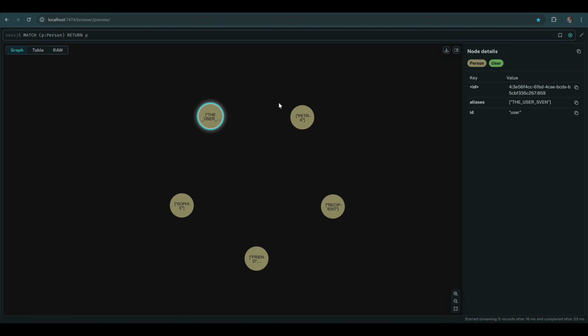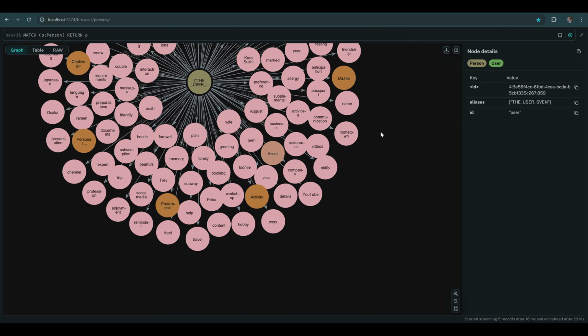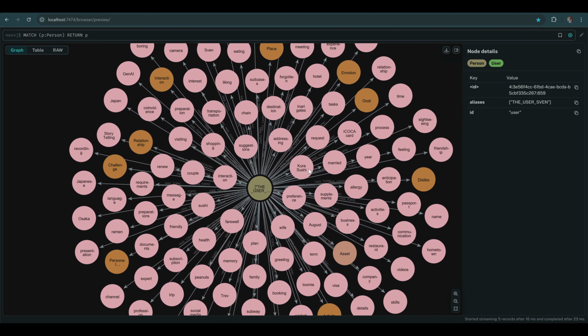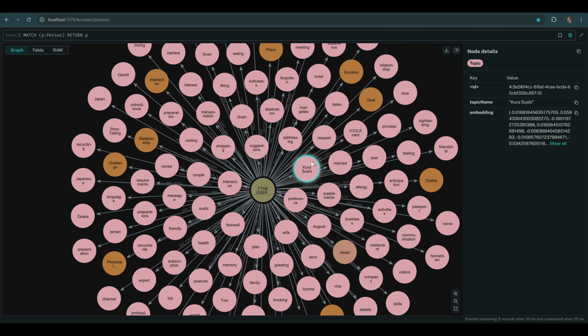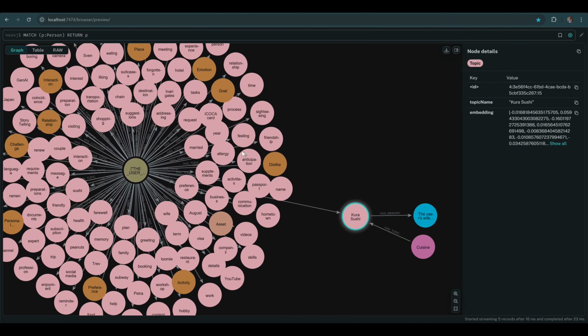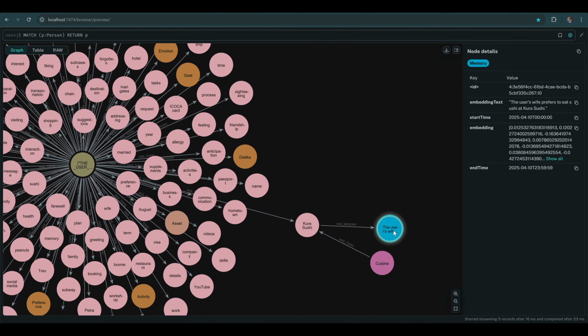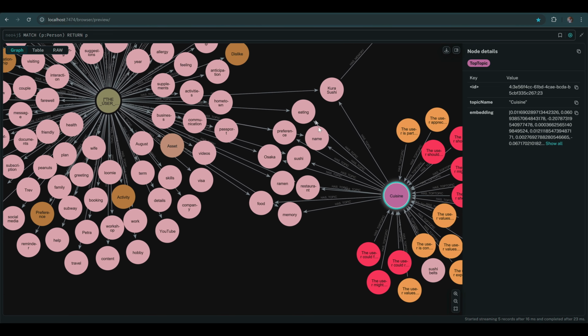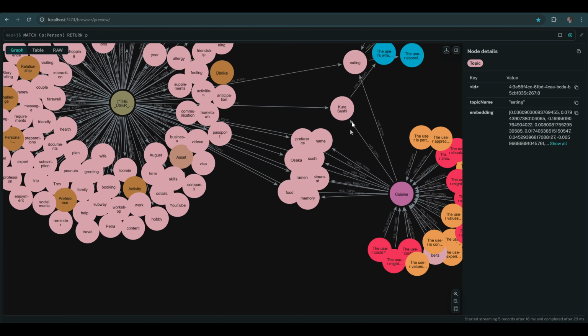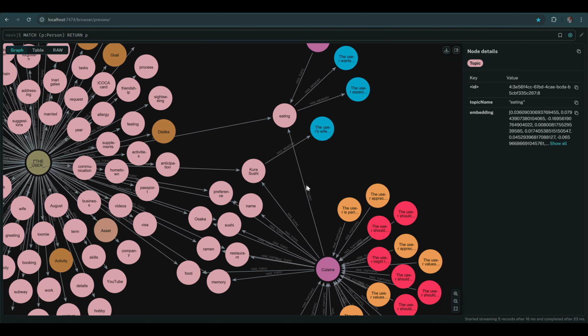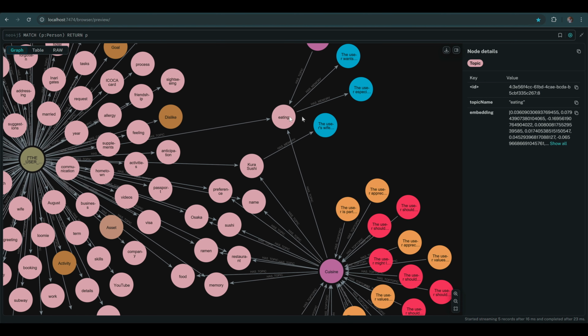So if we look, we have here, for example, a user entity, which is a person, and some person entities, and we can open those and see then what we have connected to them. So we have these pink ones, which are topics, and those topics are then linked to one or multiple memories. Those topics have then top topics, which are grouping other topics. And this can then create a network of memories. So we can then find related memories.